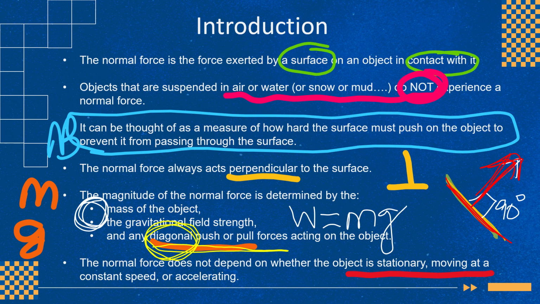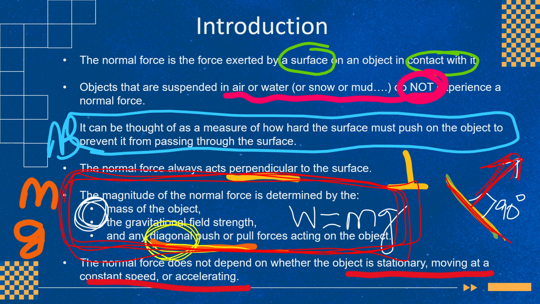And then the last bullet is also very important, because sometimes students can just overcomplicate a question. Guys, the normal force is independent of whether this object is stationary, moving at a constant speed, or accelerating. Did you all hear me? There's only three factors influencing the normal force: the mass, g, and then if there's any diagonal forces or components present, then that will also have an influence on the normal force.